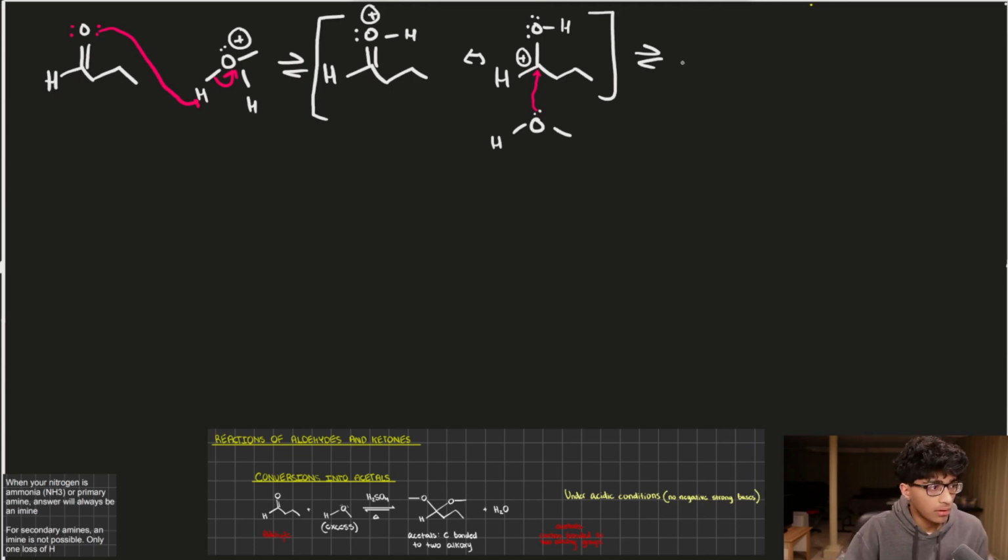Right here we're going to form a protonated species, like an oxonium ion. I think this is an oxonium ion. Honestly, it's just going to have an extra H on it, right? So what's going to deprotonate it? Whatever is in excess. We have an excess of methanol, so methanol is going to deprotonate it.